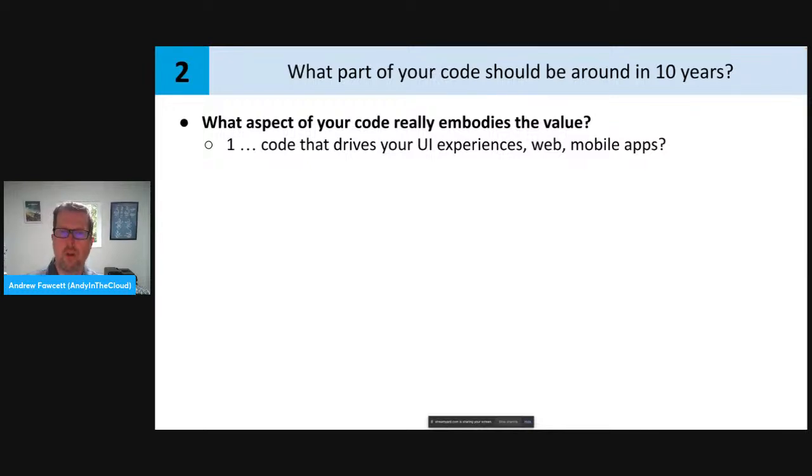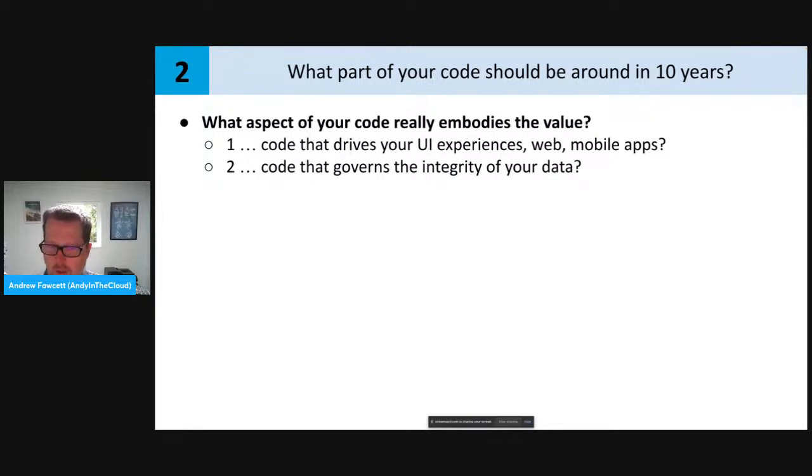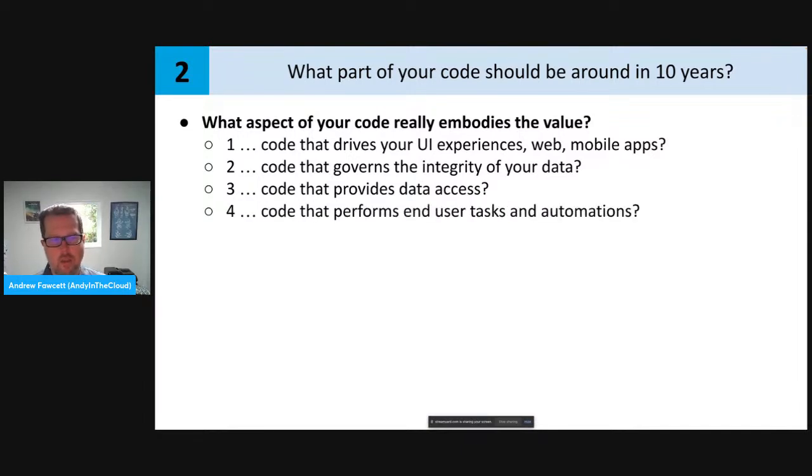Is that the real killer piece of the code? Is it the code that governs the integrity of the data? A lot of trust is put into the data that your application represents. So, that really should be the code that stands the test of time, right? Perhaps. Or is it the code that provides all of the data access, ins and outs, read and write of the data that your code represents and your application maintains?